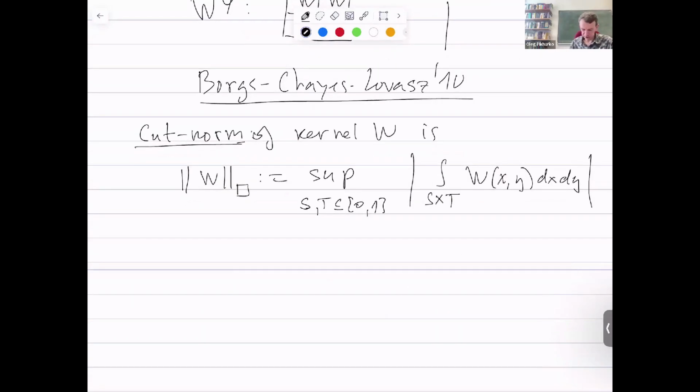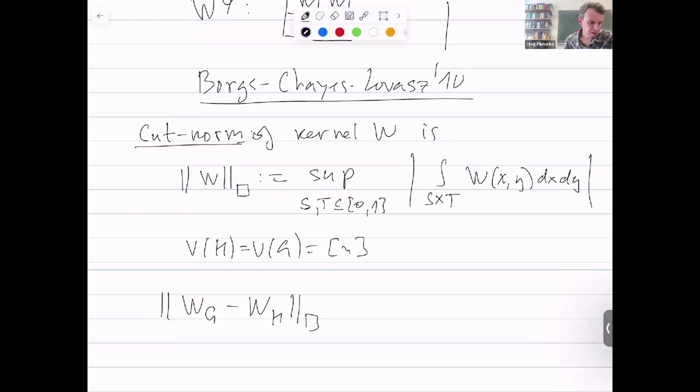So maybe let's see what this norm tells for graphs. Suppose I have two graphs G and H, which have the same number of vertices. Say the vertex set is 1 to n. If you remember the graphon of G or H, I partition the big square into n squared little squares. So each one contributes 1 over n squared to the integral. And then I take the supremum over sets S and T, which are subsets of [n]. This is not precise.